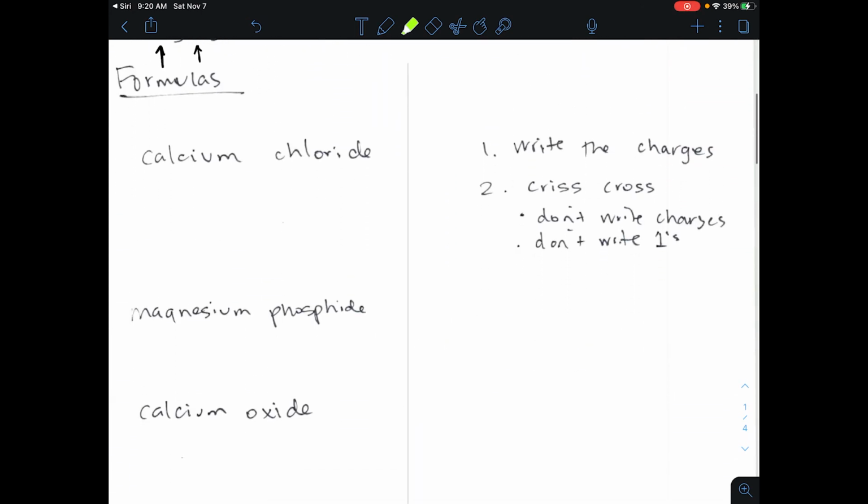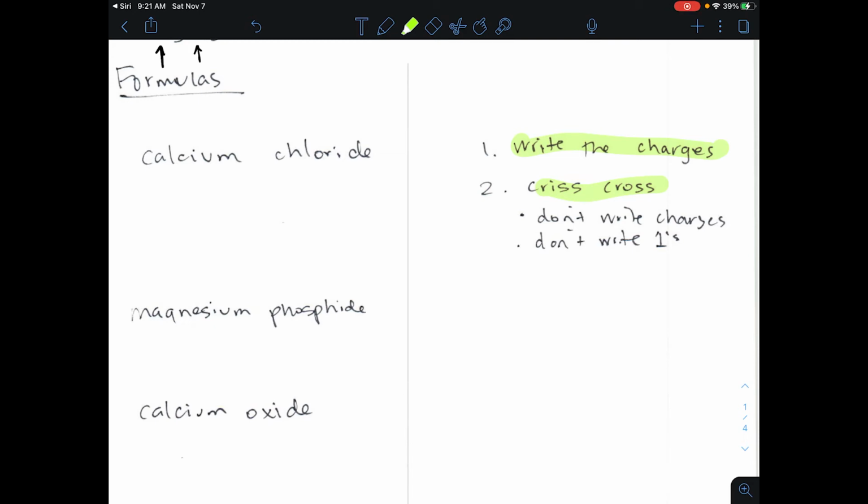For formula writing for ionic compounds, you want to write the charges first, and then you do this thing called crisscross. When you crisscross, you don't write charges and you don't write ones, and that won't make any sense until I show you a handful of these, and I think it will be very helpful for you. So first thing you want to do is write the charges.